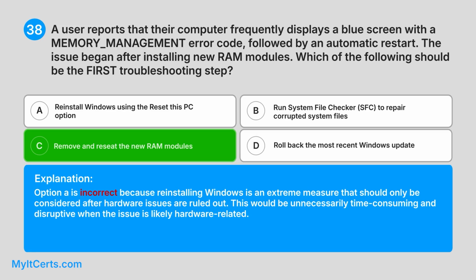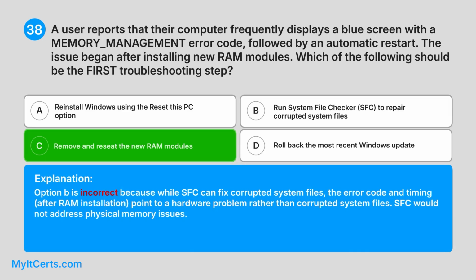Option A. Reinstall Windows. Using the Reset This PC option is incorrect because reinstalling Windows is an extreme measure that should only be considered after hardware issues are ruled out. This would be unnecessarily time-consuming and disruptive when the issue is likely hardware-related.